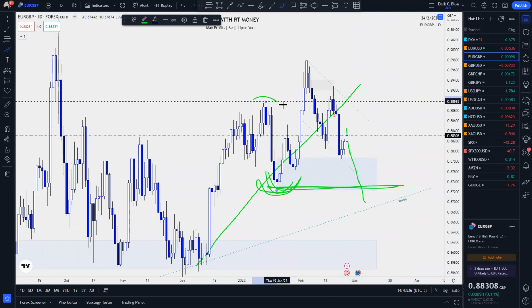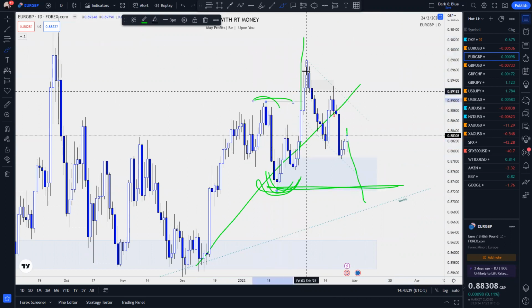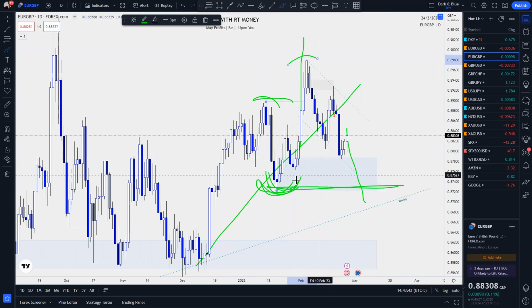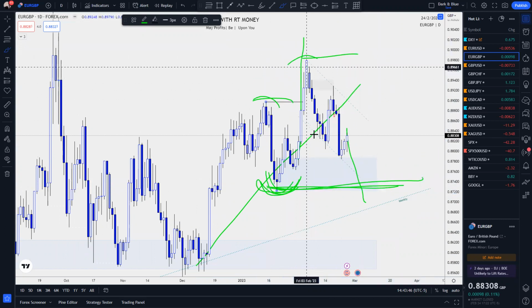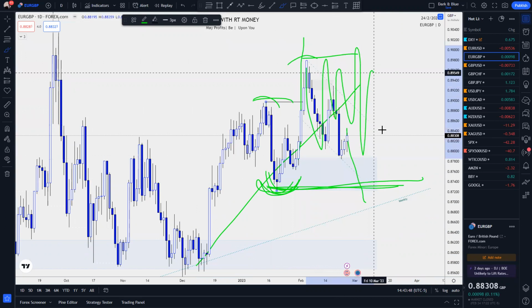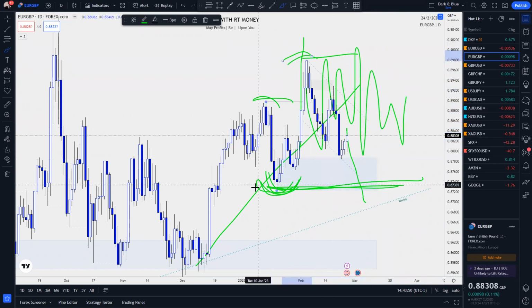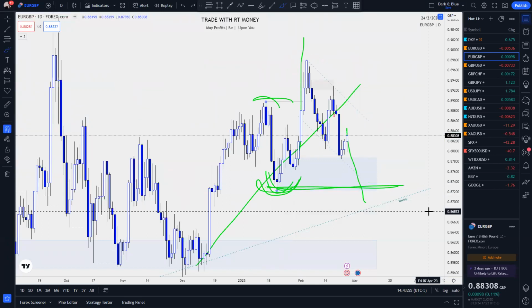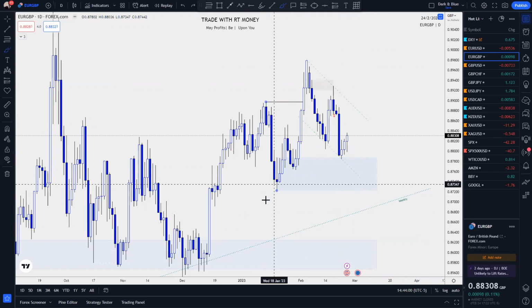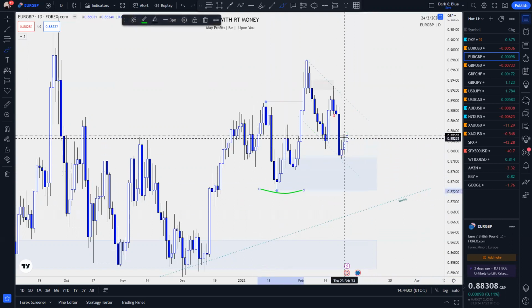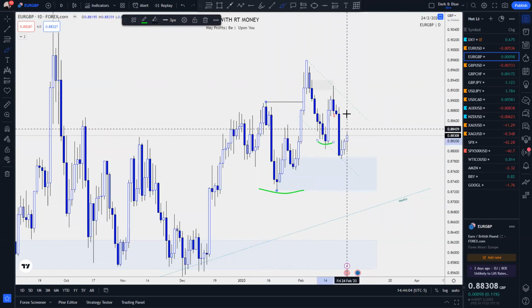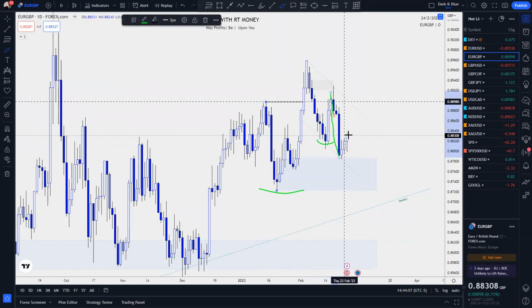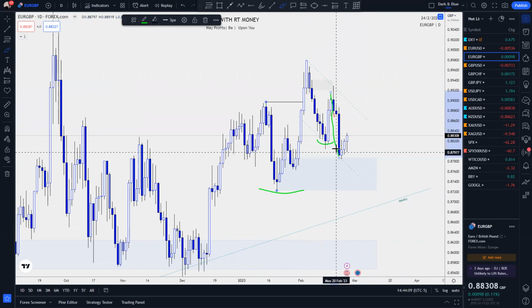Because this is market structure here. This was market structure, and we broke it to the upside. That's a bullish break of market structure. This low and this high becomes our trading range. As long as we're inside this trading range, any up and down without breaking the high or the low doesn't really matter to me. We're still bullish until the low is taken out. So price took out this low, kind of like an internal low.